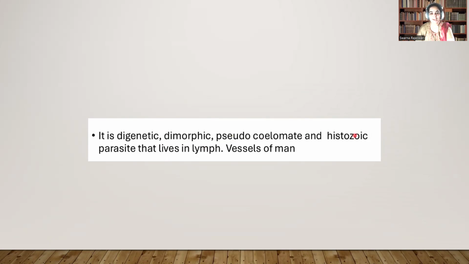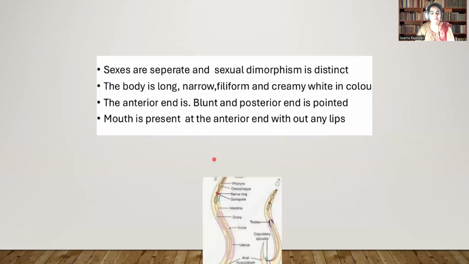And it is a histozoic parasite, means it lives in the tissues of the man, mainly in the lymphatic vessels of the man. So we have seen it is dimorphic, means sexes are separate and sexual dimorphism is distinct. When we see the body, it is elongated, narrow, and filiform, and it is creamy white in color.